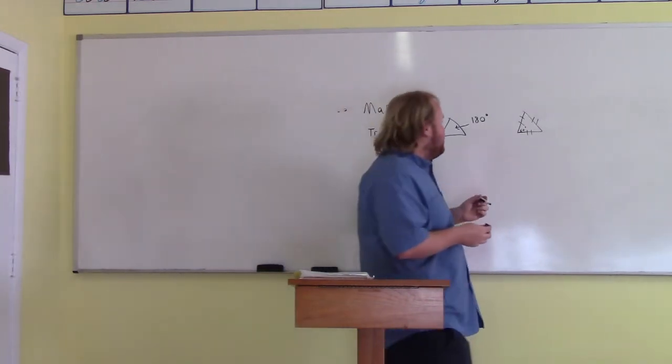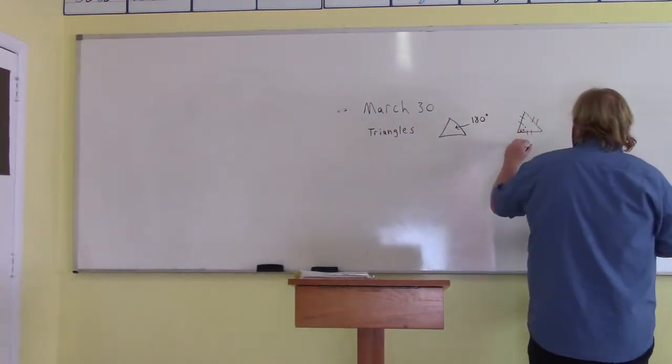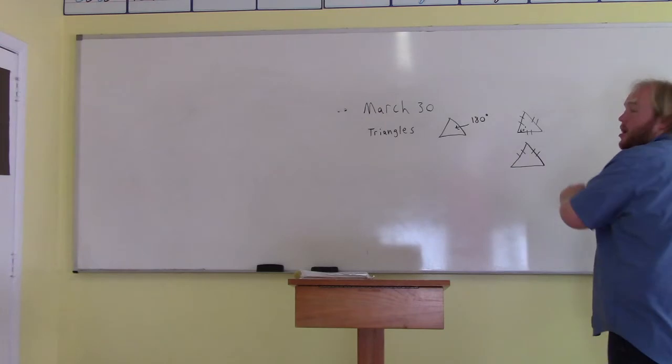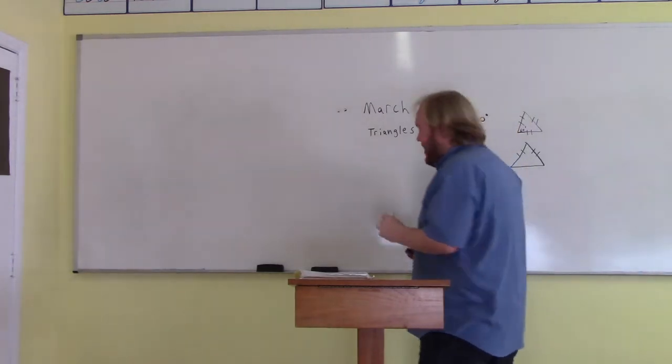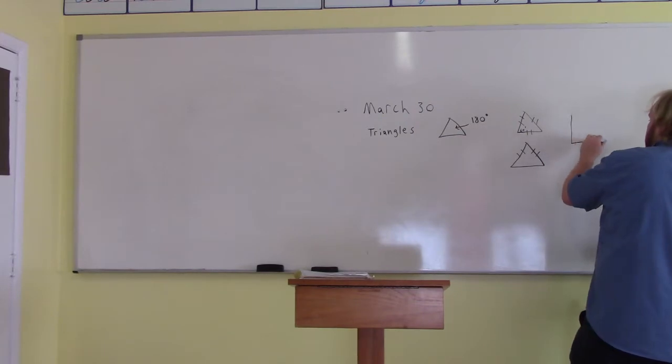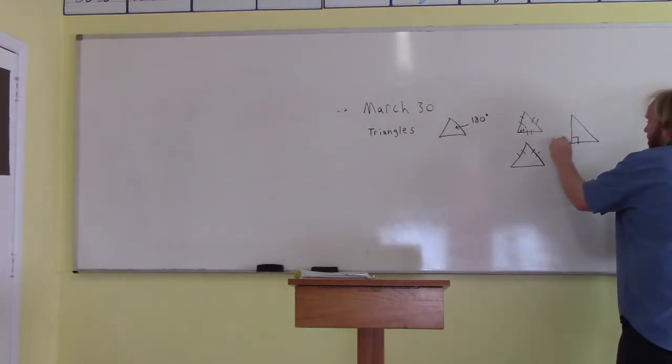But then you might have an isosceles triangle. Isosceles is a little different. Only two sides are the same. And then, of course, you have a right triangle that has one right angle, which we know is 90 degrees.